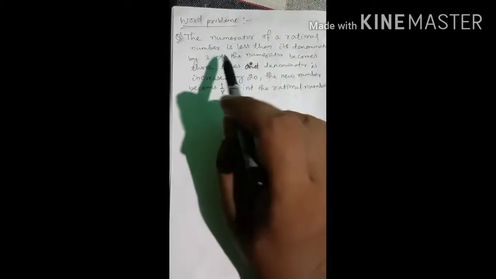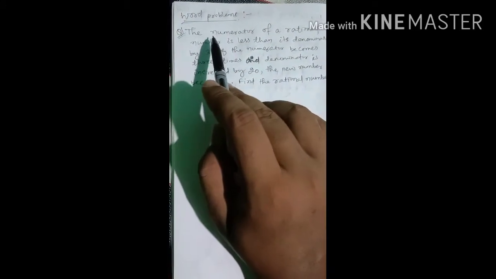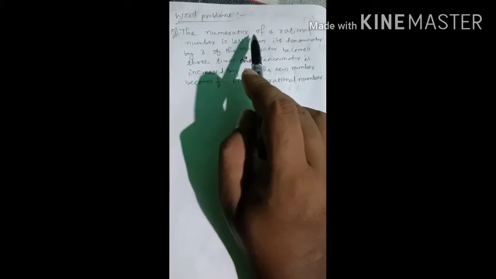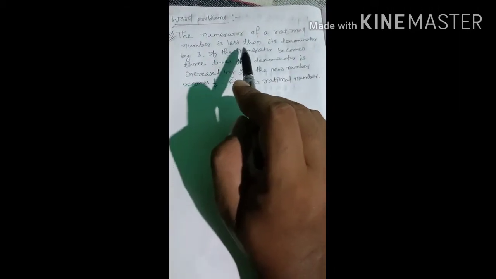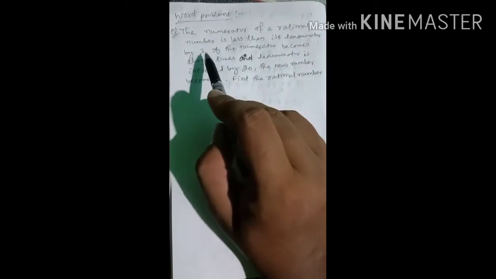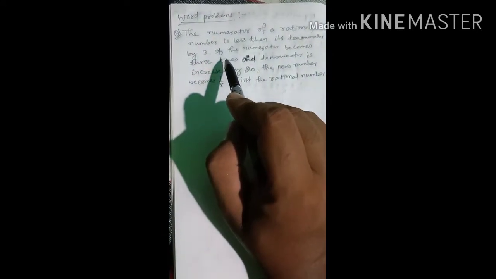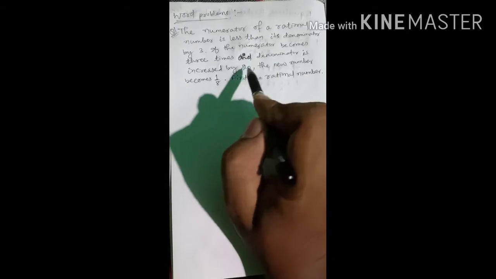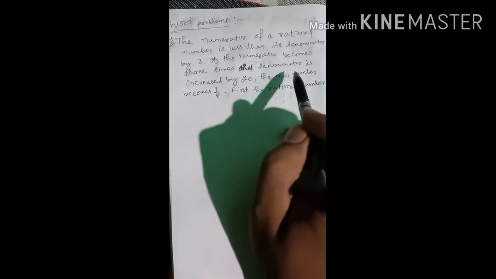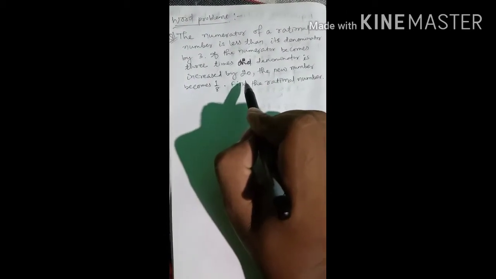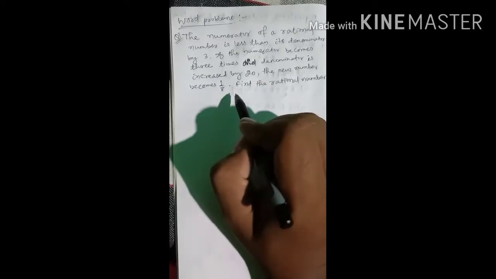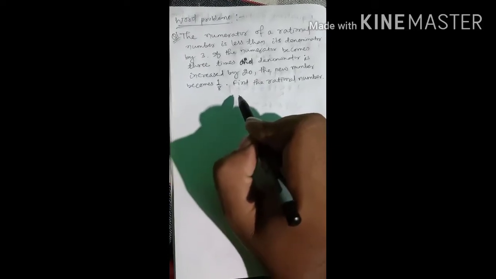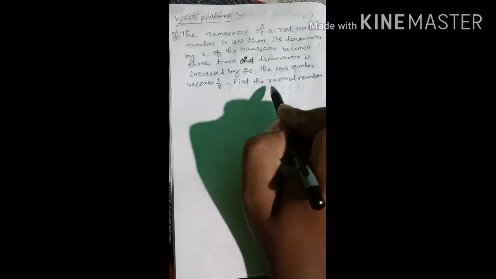So, students, look here. The first question is: the numerator of a rational number is less than its denominator by 3. If the numerator becomes 3 times and the denominator is increased by 20, the new number becomes 1 by 8. Find the rational number.